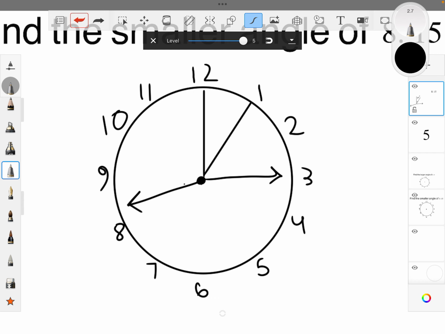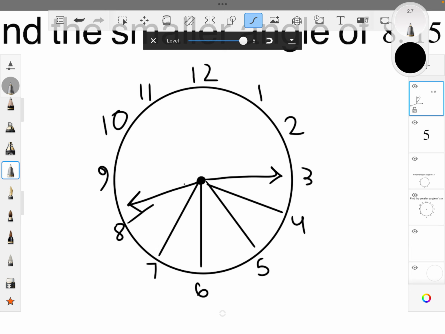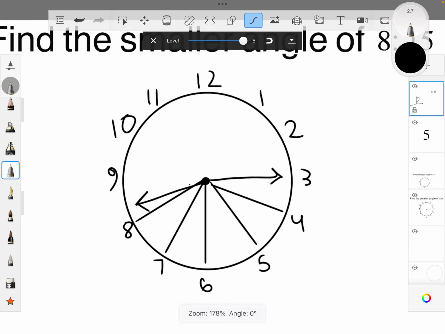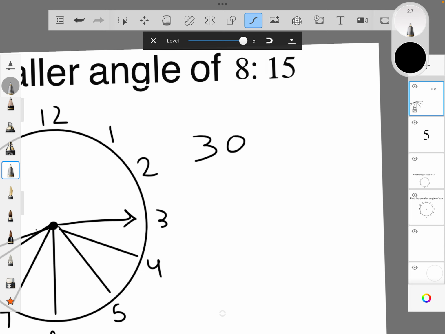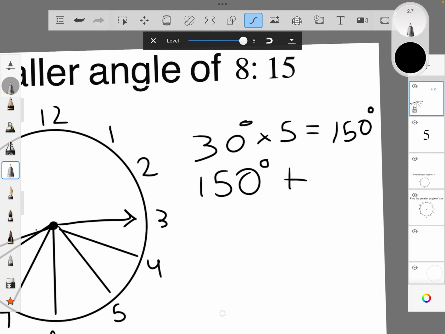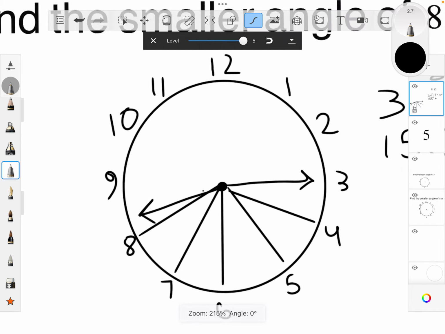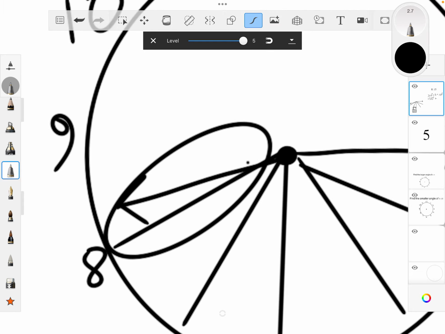So now that we know that there are 5 pie slices, that means that all of these slices found here are all 30 degrees. So then that means 30 degrees times 5 equals 150 degrees. So that would mean 150 degrees plus the smaller angle. So now we need to find this angle.